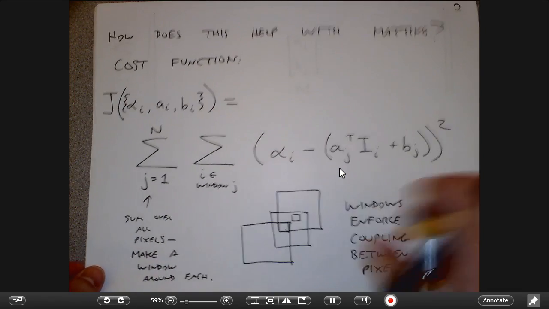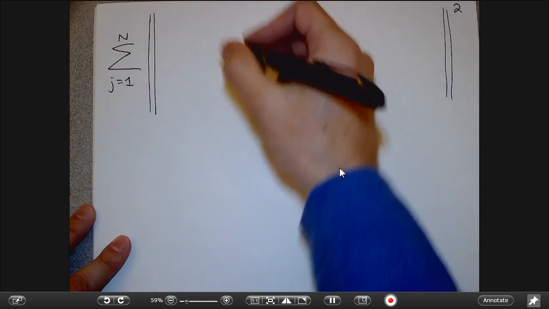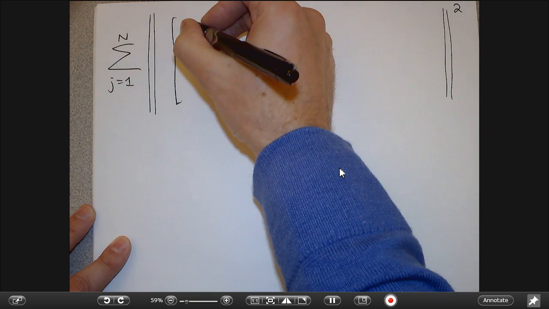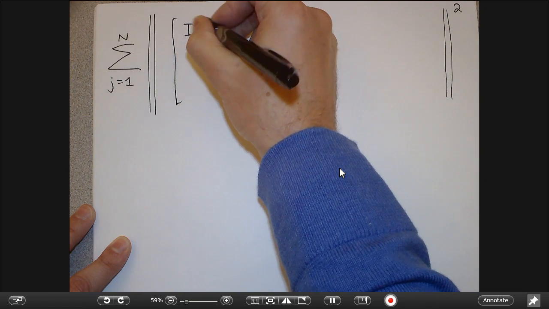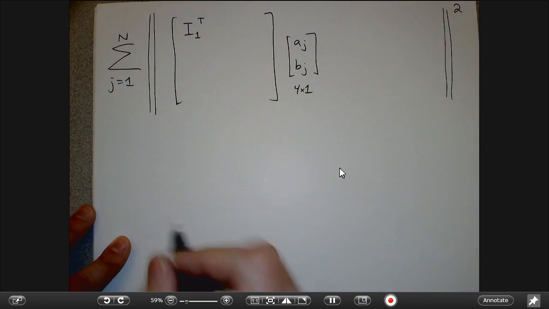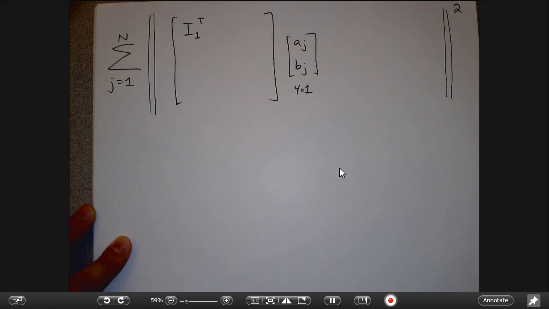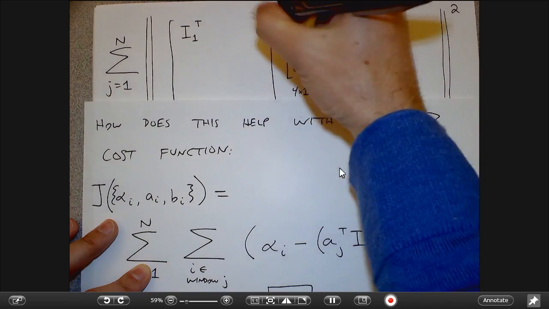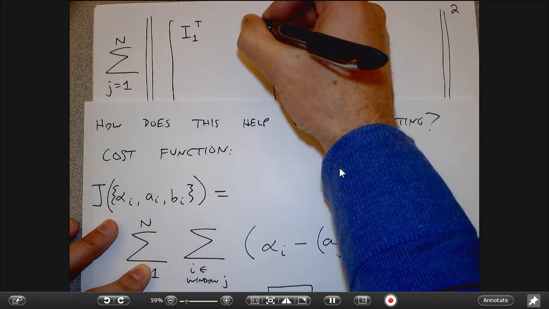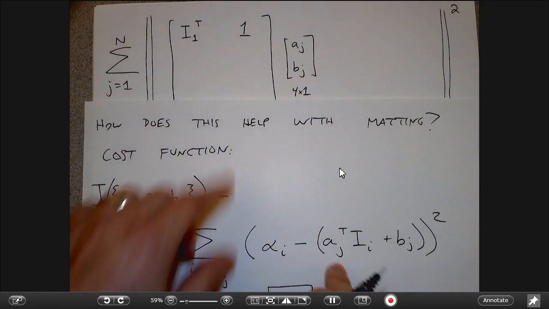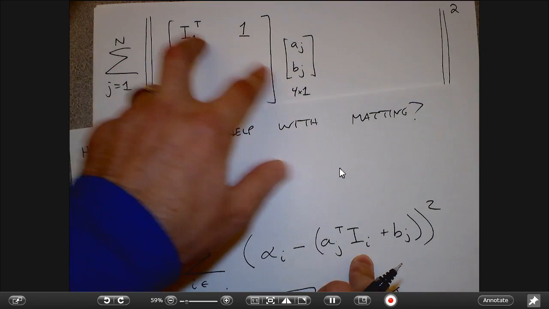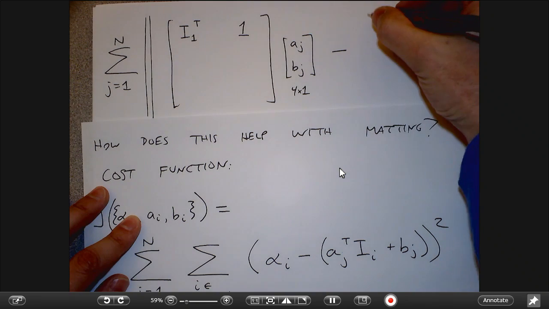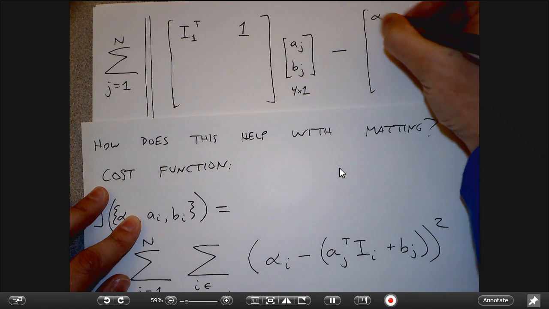So how do I get the difference? Well, what's multiplying A_j for the first pixel? Well, I'm taking the color at the first pixel in the window, and that's what this A_j transpose I is. And then I have a 1 over here, right? So that's my A_j transpose I_1 plus this B constant. And I'm comparing that to the alpha 1 here.